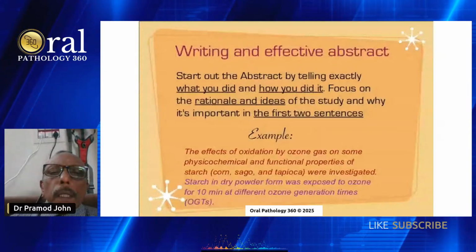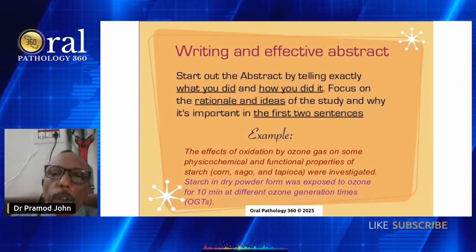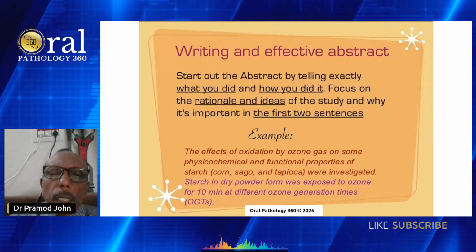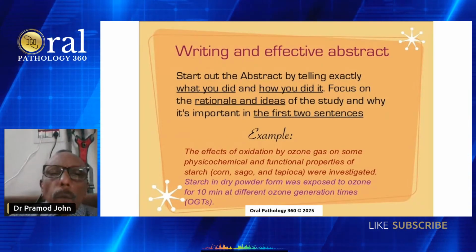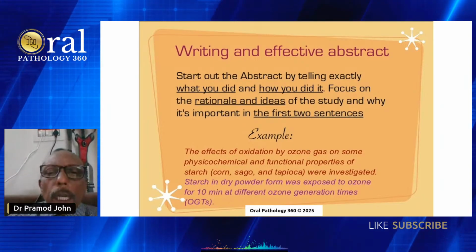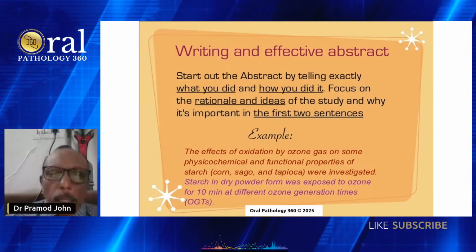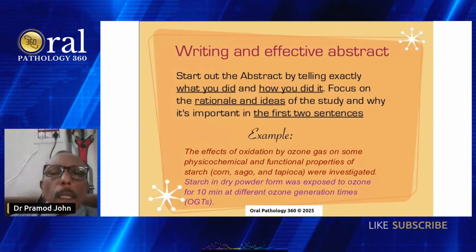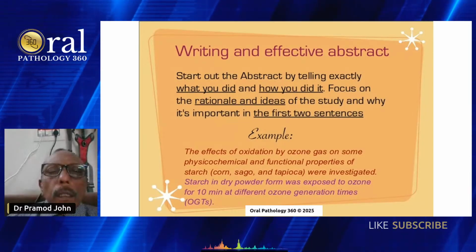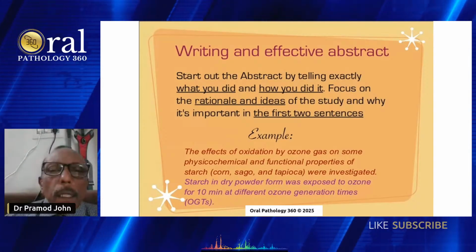Okay, start out the abstract by telling exactly what you did and how you did it. Focus on the rationale and ideas of the study and why it is important in the first two sentences. So you have to make sure that the study is highlighted in the first two sentences. That makes the reader read more, so that your entire article will be read by the readers.